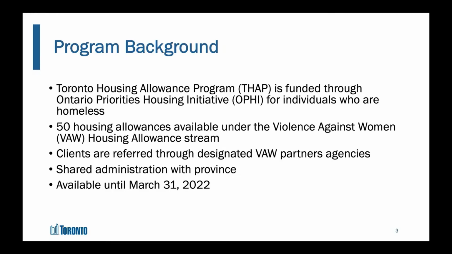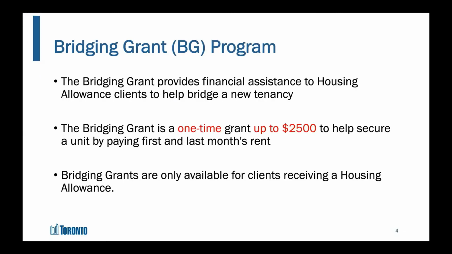The Housing Allowance Program is a shared administration with the province. What that means is anytime we upload or send an application to the province, they will administer the payments. So whether the payment goes to the landlord or to the client, the payments are administered through the province, and they are responsible to process renewals. I'll talk about the renewal process a little bit later. The funding for these housing allowances under the Ontario Priorities Housing Initiative is available until March 31st, 2022. Next slide, please.